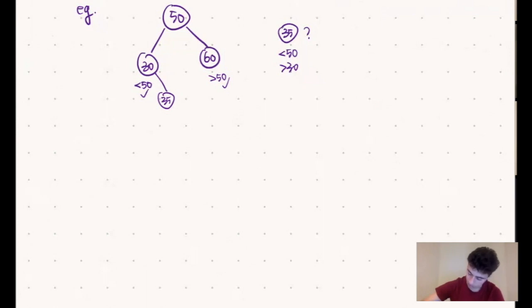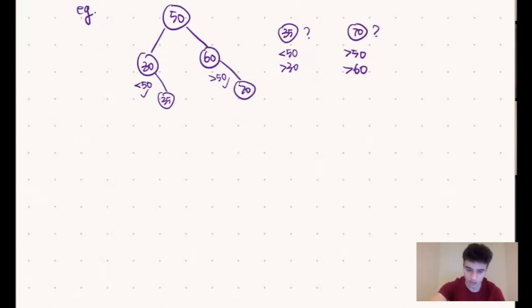Now let's take another example. Consider if the node 70 were in the tree. Where would it be placed? Well, 70 is greater than 50, so we know it must be in the right subtree of 50. And 70 is also greater than 60, a leaf node. So we know that 70 is the right child of 60.